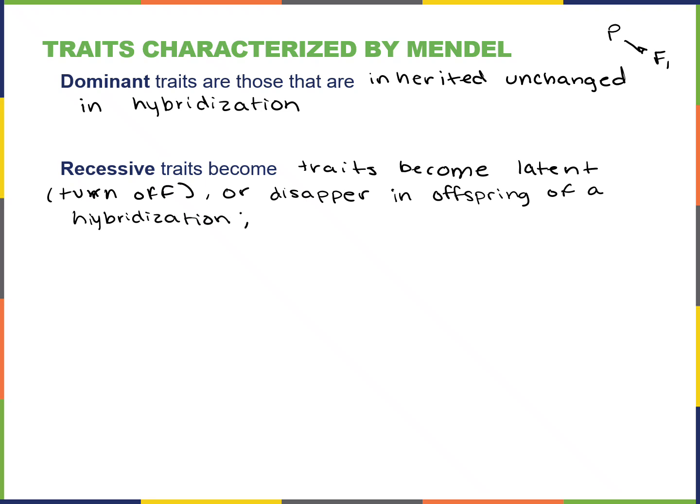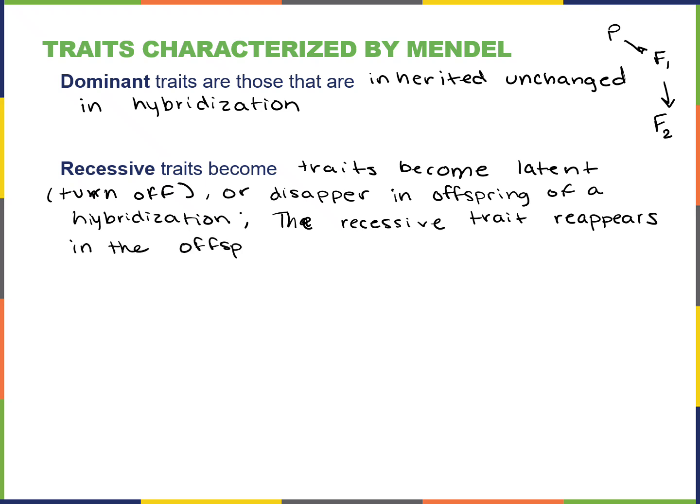But he did also find that that recessive trait can come back in the offspring of the offspring, so the F2 generation. So that's what we mean when we say a trait is a dominant trait versus a recessive trait.